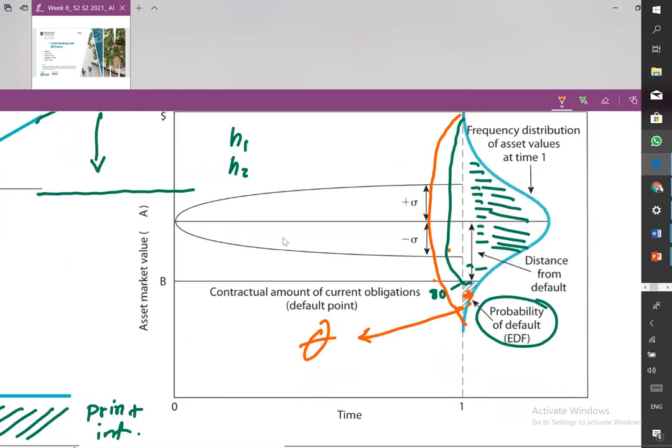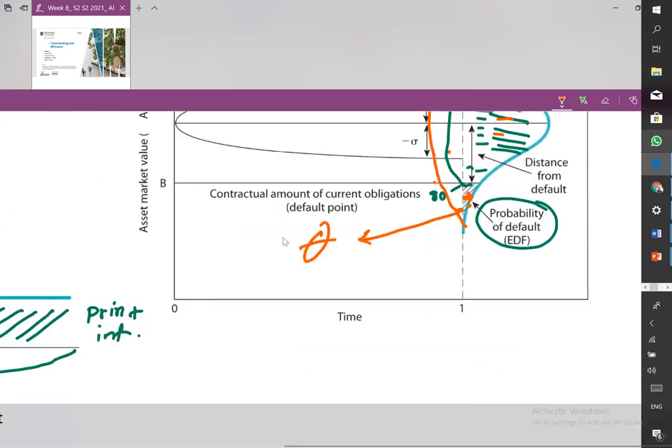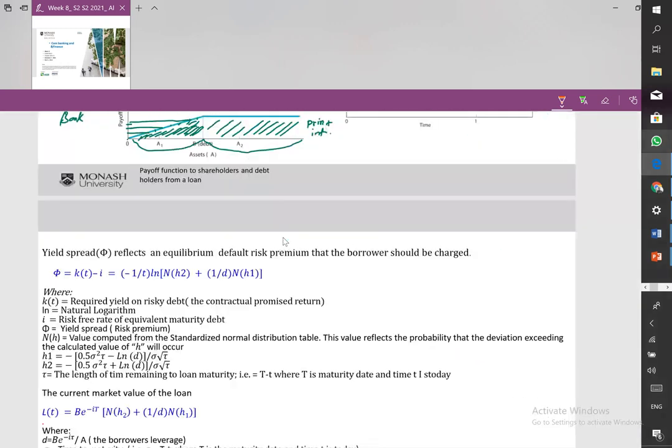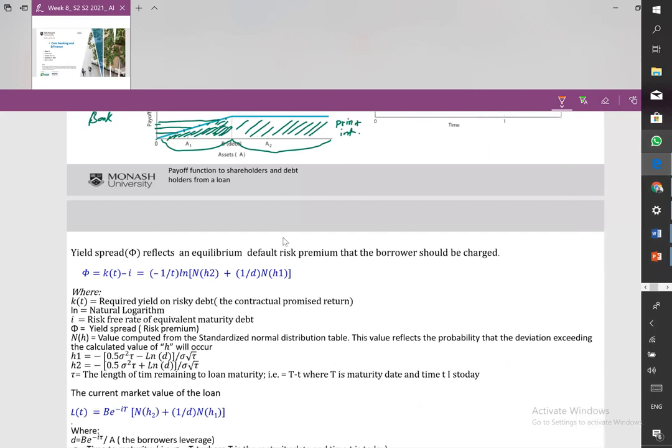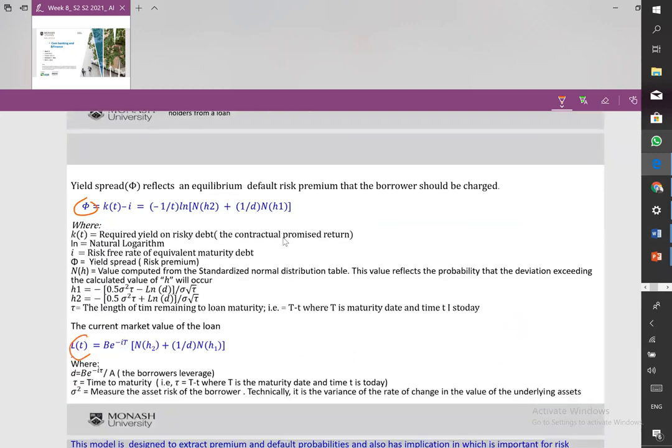So this is actually the area of the 80 million, and this is the value of the company which goes. So they come up with this model, which I don't want you to worry about. I just want to tell you that this is how they calculate the premium for such a company, and this is how they value the company based on this distribution.